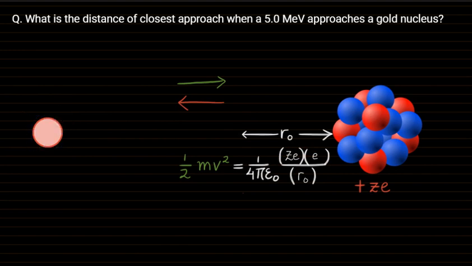For this distance of closest approach, you have to remember this r0 and this equation. It's very important. This says that the kinetic energy of the incident particle is equal to the electrostatic potential energy between the proton and the nucleus. Fine. Now based on this, let's solve a question.